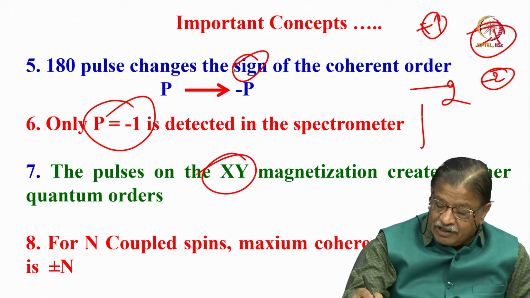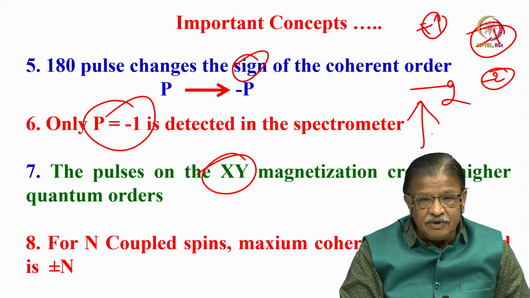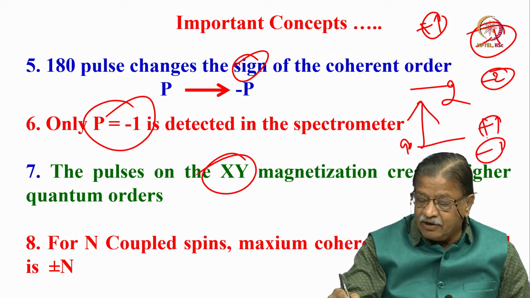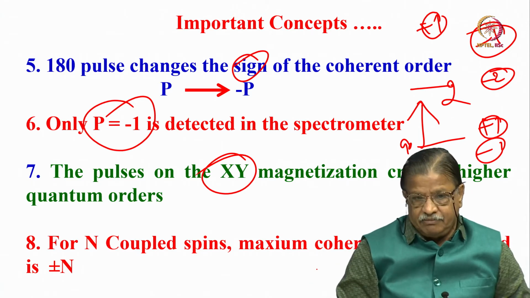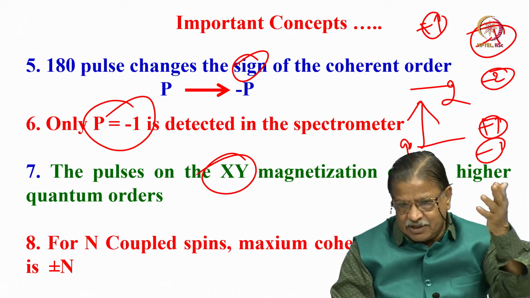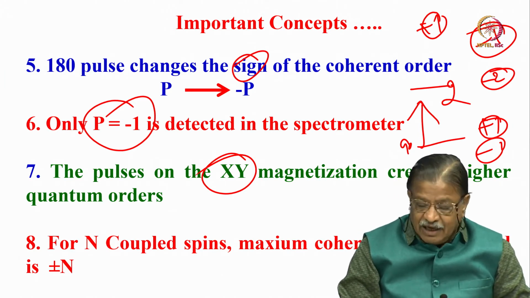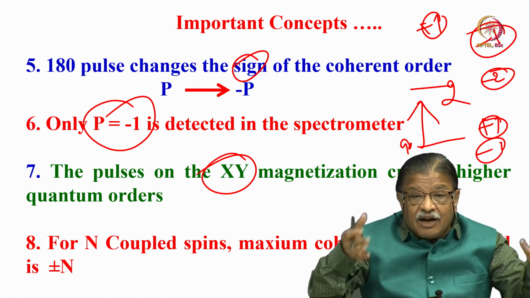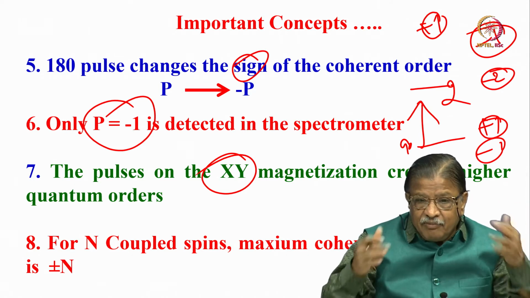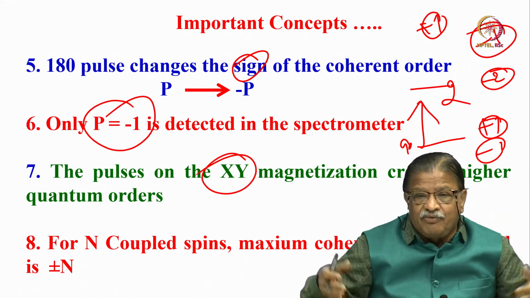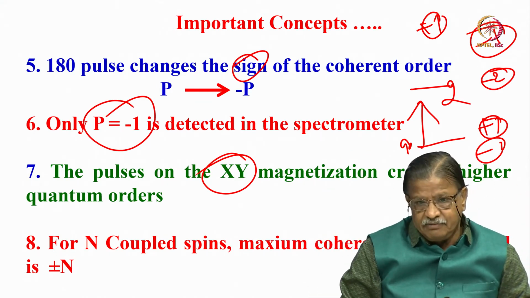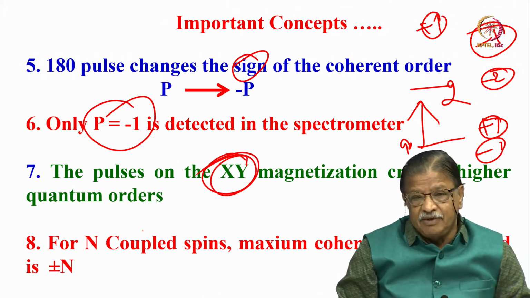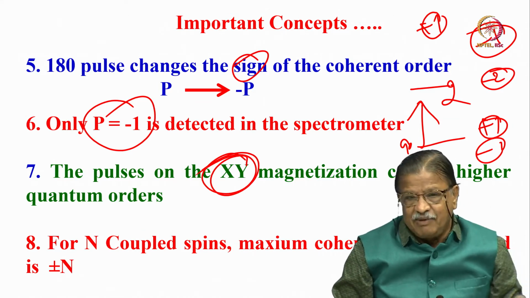Remember, when I have a thermal equilibrium magnetization, you apply a 90-degree pulse, bring it to the XY plane, you create plus 1 and minus 1 coherent orders. That means you are already in the XY plane. Now you apply another pulse, some more pulses, 1 or 2 or 3, whatever you want. If you apply the pulses on the XY magnetization, you create higher quantum orders, like plus 1 and minus 1 become plus 2, plus 3, plus 4. You can go to higher and higher quantum orders. That is possible. For that, the XY magnetization must be there. You can't create that from the Z magnetization.